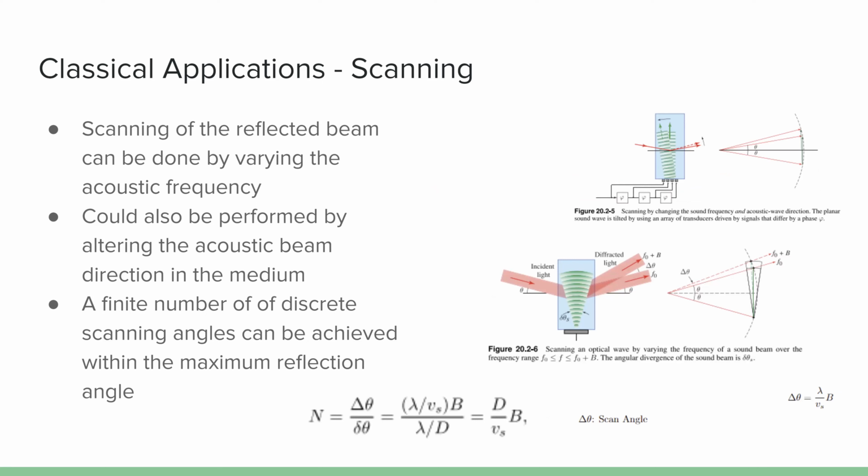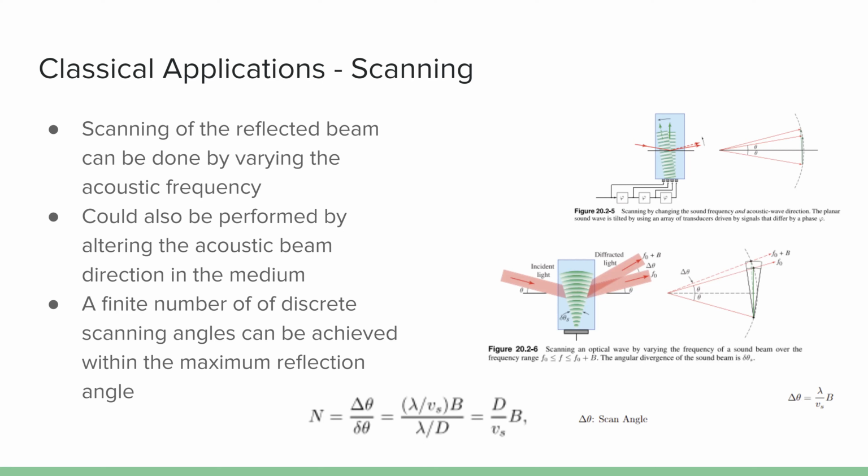Another application is scanning. As I touched on before, just by varying the frequency, and therefore the wavelength, of your acoustic wave traversing through your medium, that alone can change your Bragg angle, which changes the angle of diffraction at which your incident light is being reflected. So you can use this to perform a scanning maneuver, in a simplistic view at least, because there are more complicated techniques, which I'll touch on in a second.